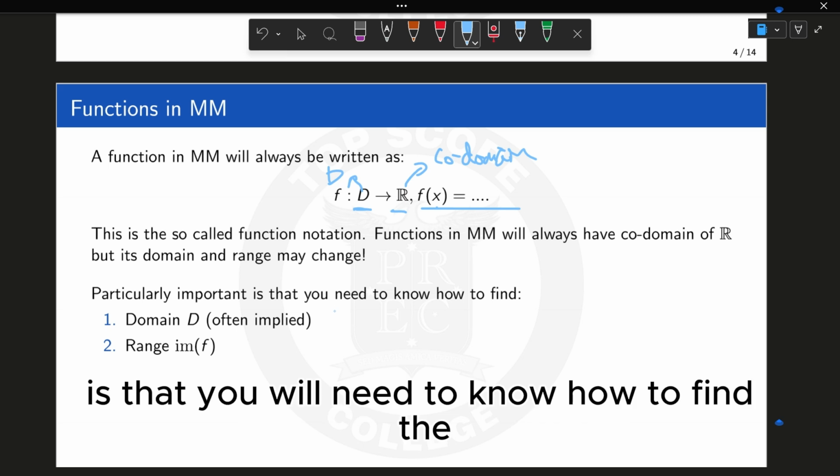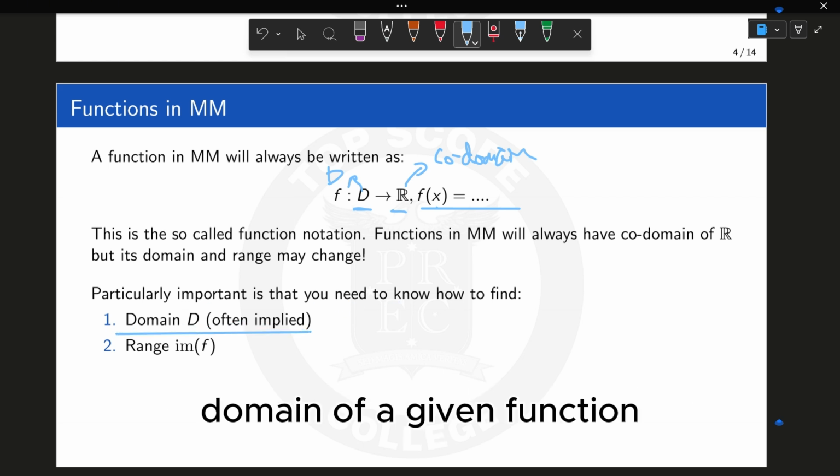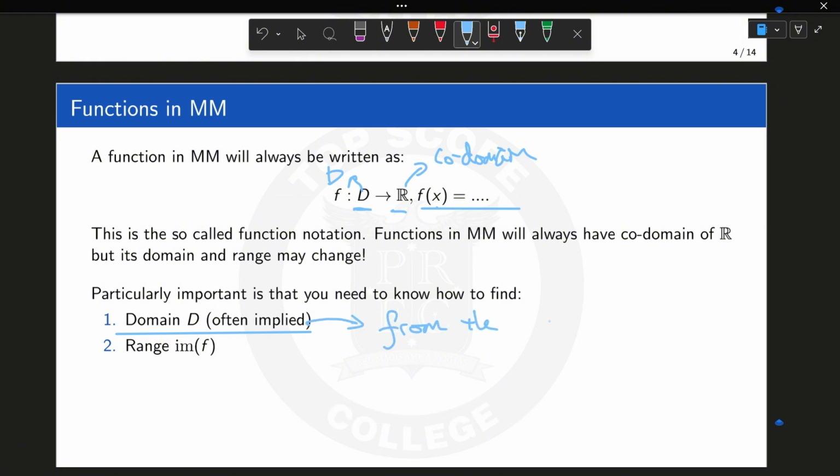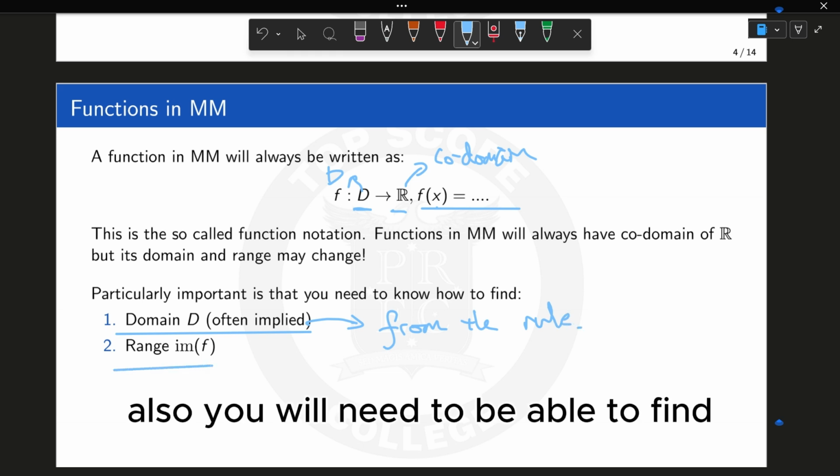Particularly important is that you will need to know how to find the domain of a given function, which is often implied from the rule. Also, you will need to be able to find the range of the function.